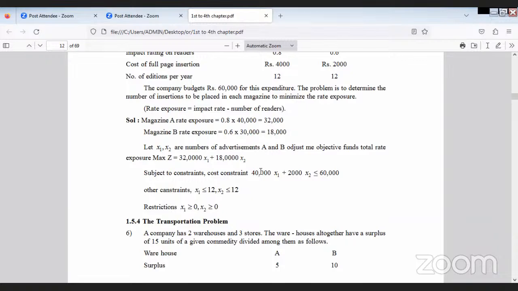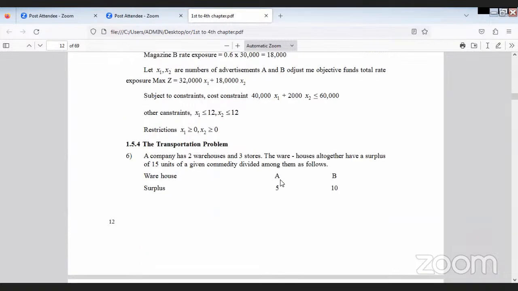So we write the given values. And x1 greater than 0 and x2 greater than 0. Clear? Yes, sir.